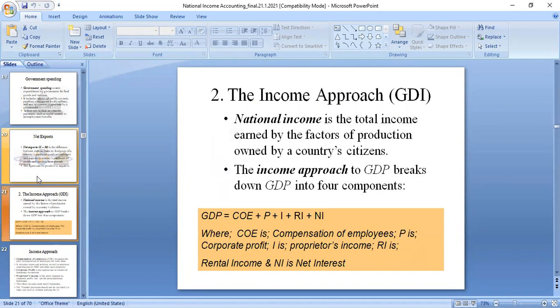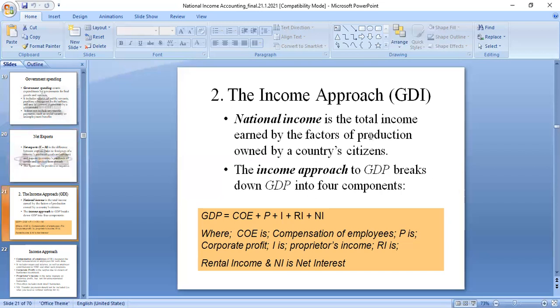Now, let's look at the second approach to measuring national income, and that is the income approach. With the income approach, we are looking at the total income earned by all factors of production in a country, by a country's citizens. And what are those factors of production? We know there is land, labor, capital, and entrepreneurship. The income approach looks at the payment to those factors of production.